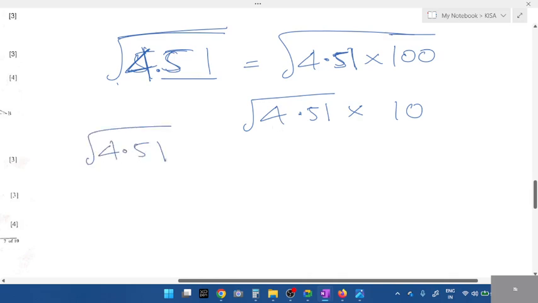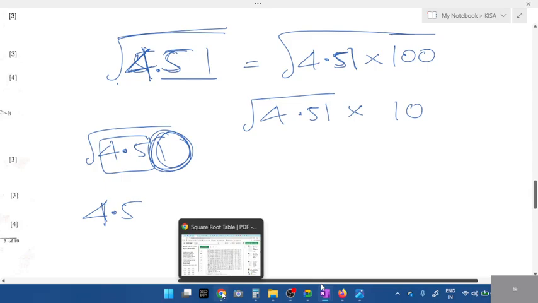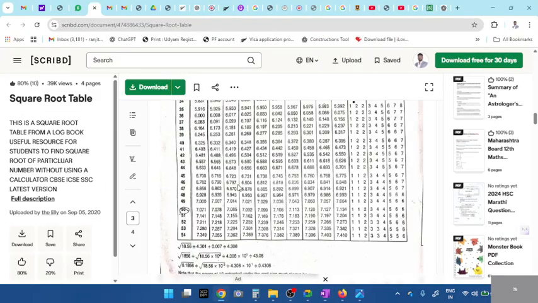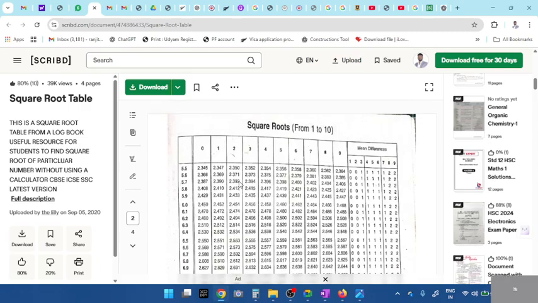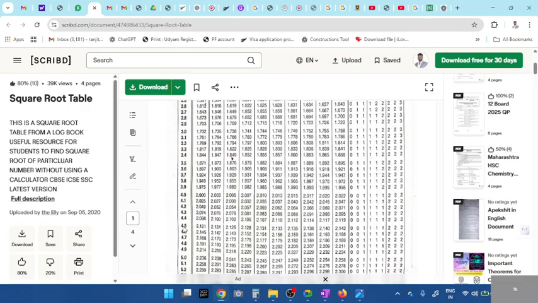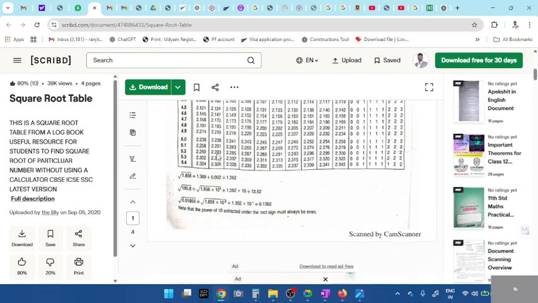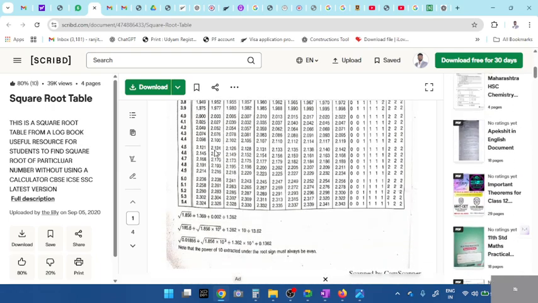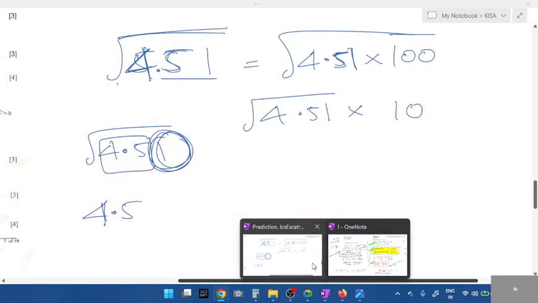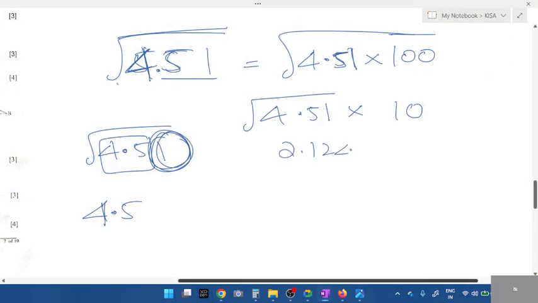In 4.51, take the first two numbers. What is the value? 4.5. In 4.5, which column should I check? Yes, column number 1. Let's see the table. 4.5, column number 1. Don't go to 45. It is 4.5. Look at 4.5. Column number 1 is the second row, second column. What's the answer given? 2.124. Good. That is how you have to check. 2.124 into 10. What's the answer? 21.24.